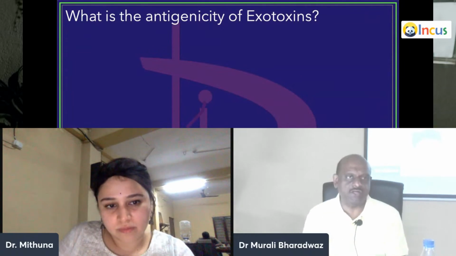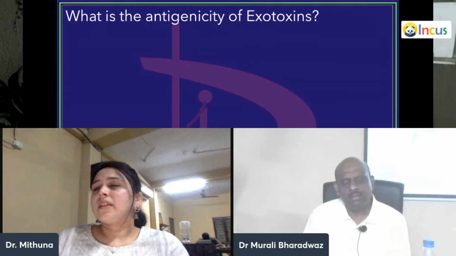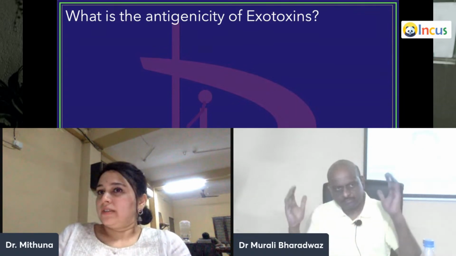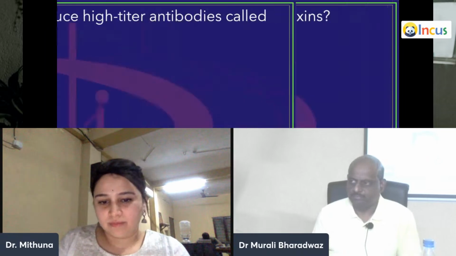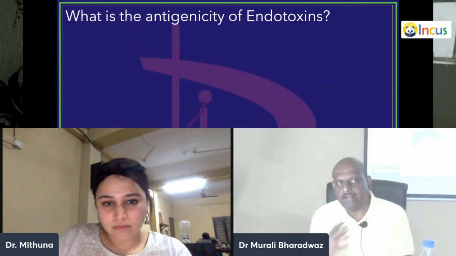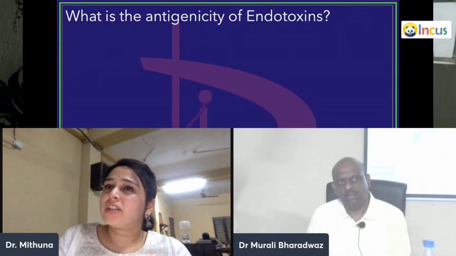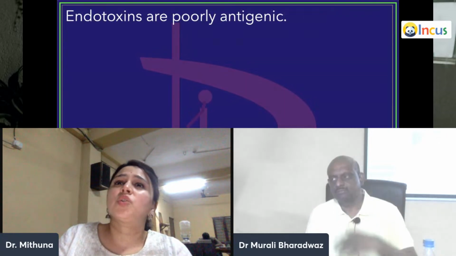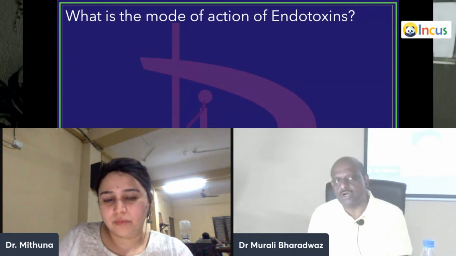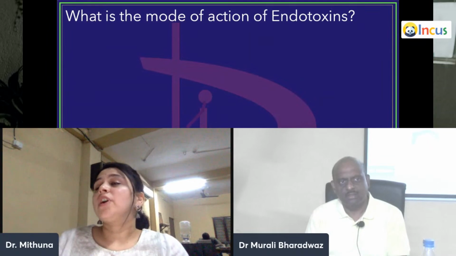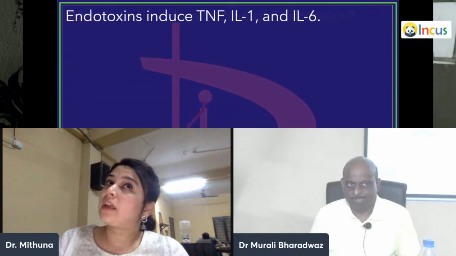What is the antigenicity of exotoxins? Exotoxins produce high titer antibodies, which are called antitoxins. Even 1 microgram is enough. How about the antigenicity of endotoxins? Endotoxins are poorly antigenic. You need a much higher amount for it to cause problems. What is the main mode of action of endotoxin? Endotoxins act through TNF alpha, tumor necrosis factor alpha, interleukin 1 and interleukin 6.